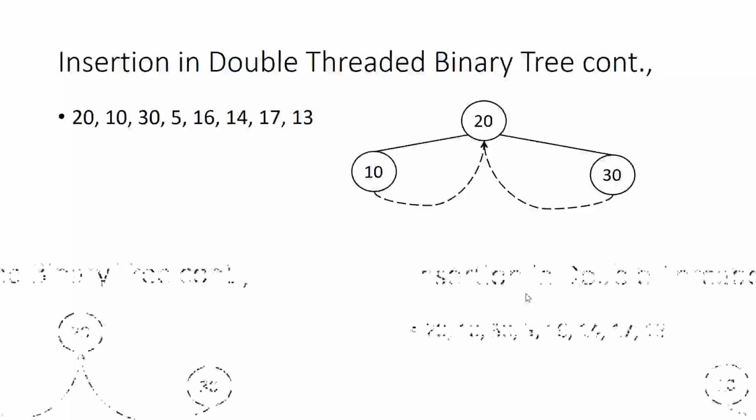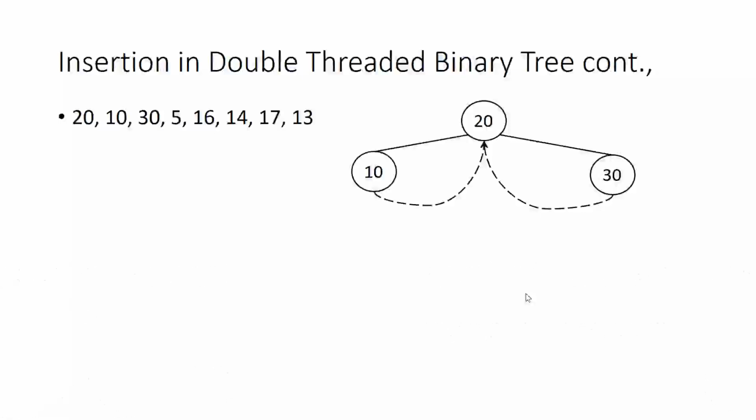Then 5 is less than 20 and less than 10, so 5 will be inserted as the left child of 10. And now 10 comes after 5 in the in-order traversal, so the right thread of 5 will be connected to 10. And as 5 is the leftmost node in the tree structure, it will not have any left thread.